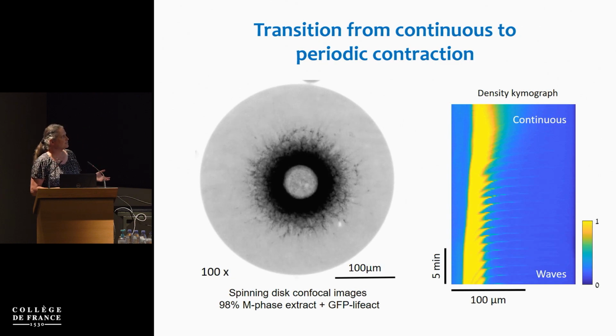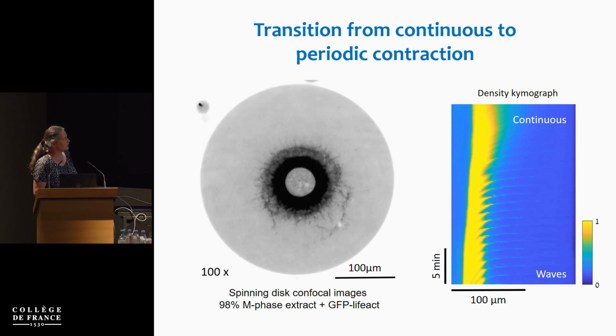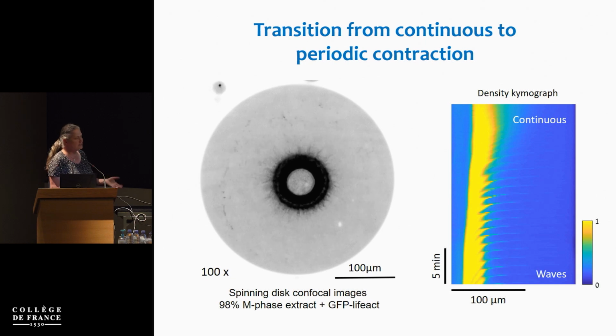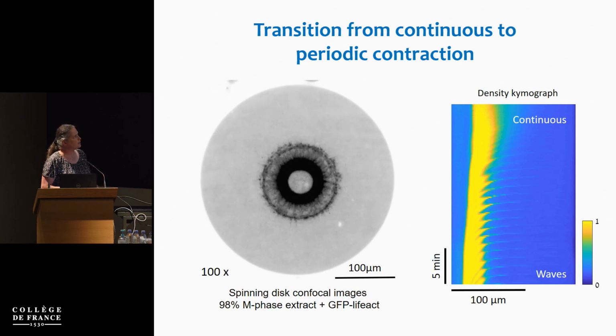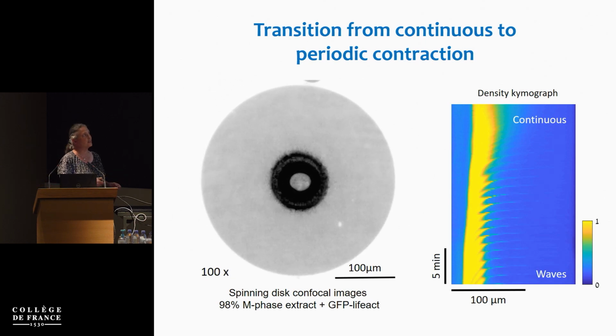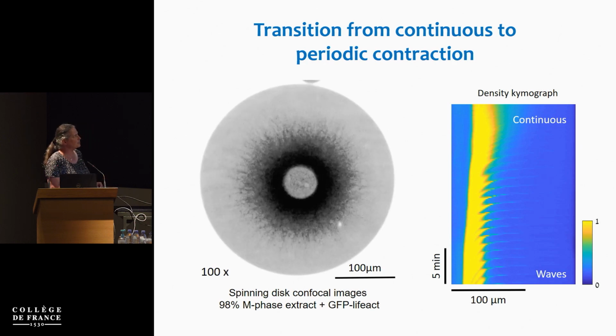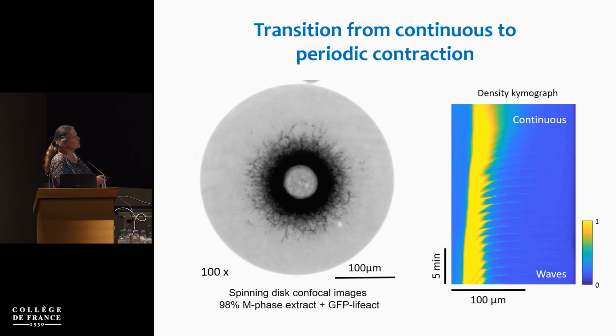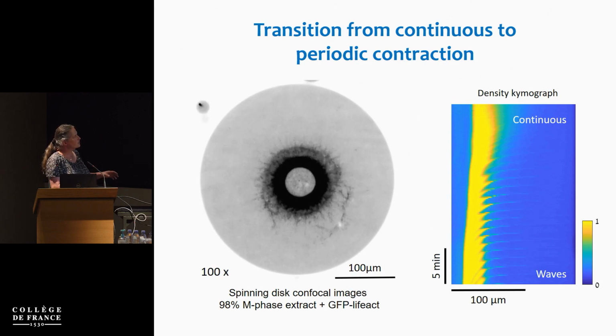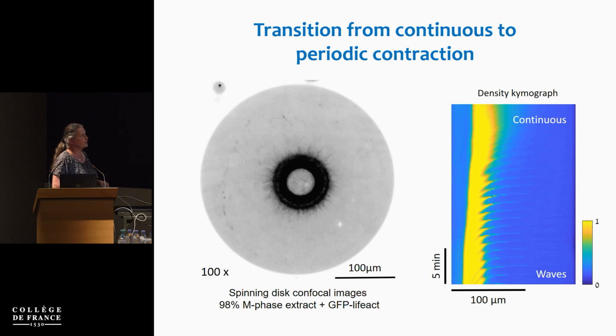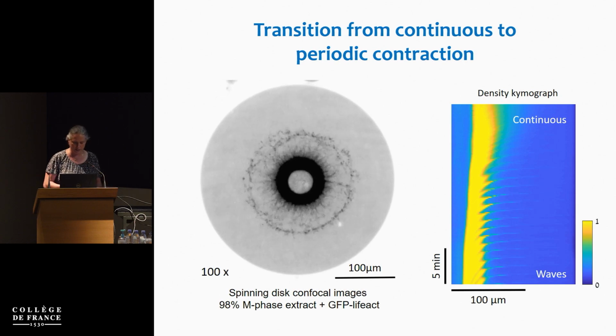Interestingly, if we look at these extracts, they're actually complex mixtures, and they can change over time. If we image the same droplet over half an hour here, we can see the same droplet transition from continuous contraction to waves. And what's nice about it is that you can actually see how this transition happens. Initially, you see it breaking into these arches, and then they're synchronized, and then you see these very clear periodic patterns in the images.